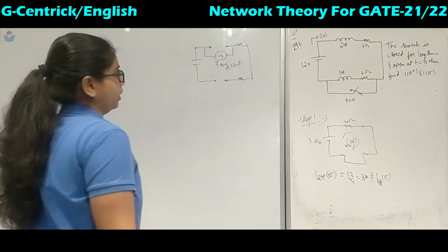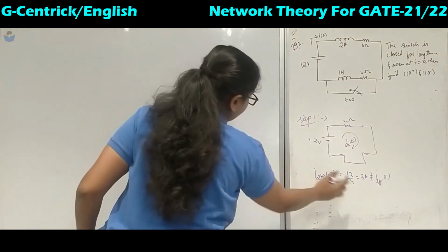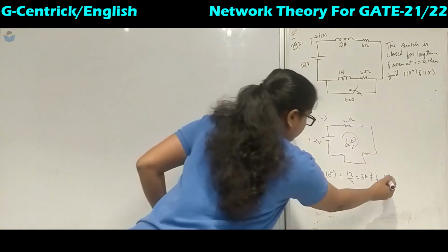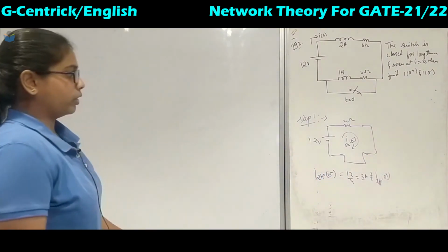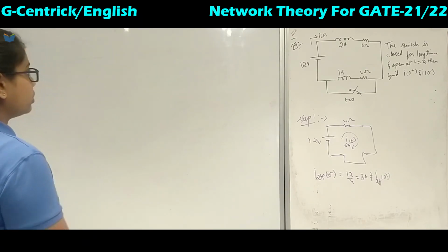KCL fails. Okay, so when KCL fails, we cannot apply this, that is I of 2 Henry at 0 minus will not be equal to this 0 plus. Okay, that will not be equal to 0 minus. Okay, so now we will come to step 2.